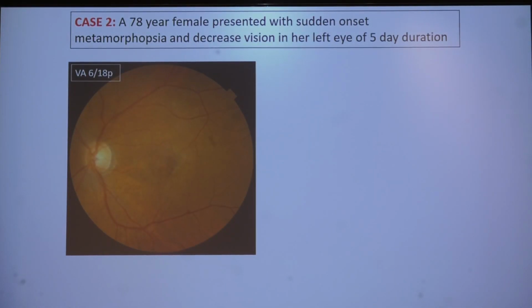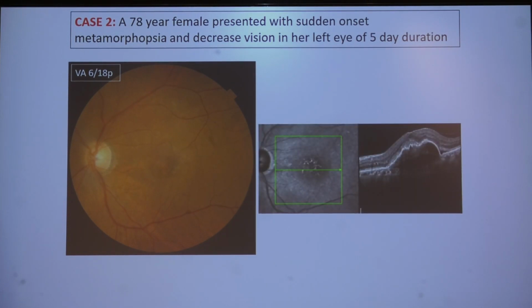Case 2, which is going to be the last case, is again just to highlight one of the other causes of when you might see a gray structure or membrane in the macula, was of an elderly female. She presented with sudden onset metamorphopsia and decreased vision of 5-day duration, has 6/18 vision, has a dull, well, it doesn't look as gray there as it does in my photo, but yeah, was a little bit gray. So she had that PED, she had subretinal fluid, she had that irregularity of the RPE, and all of that going on.